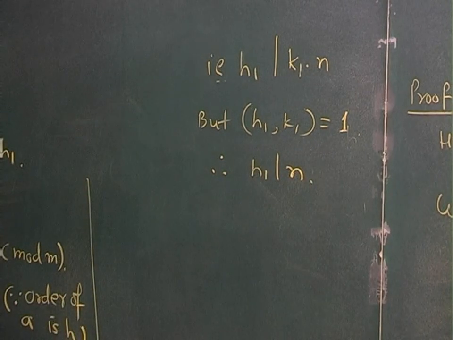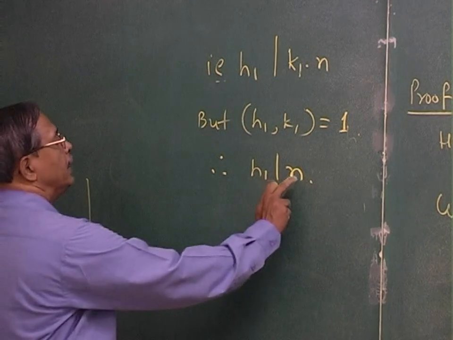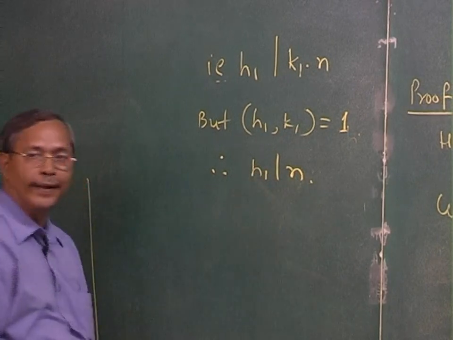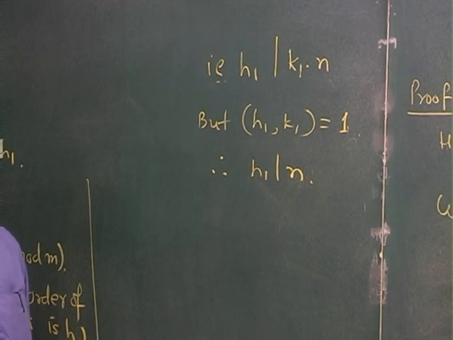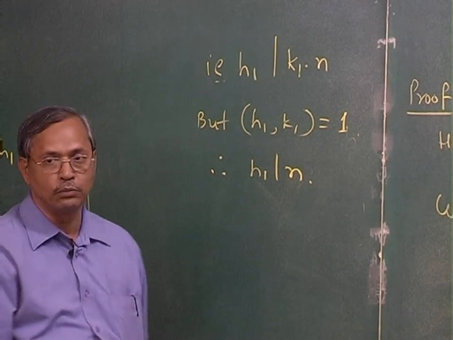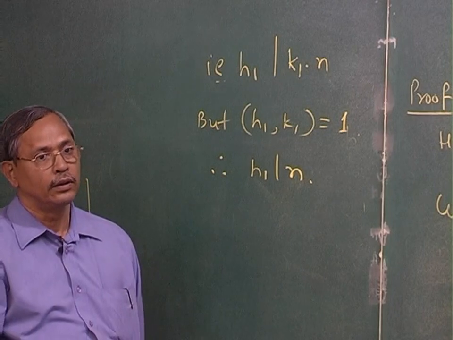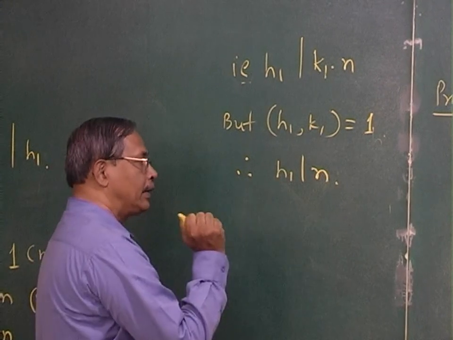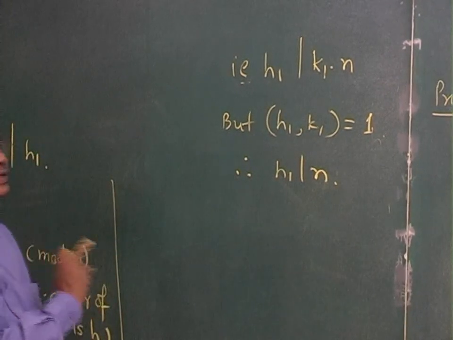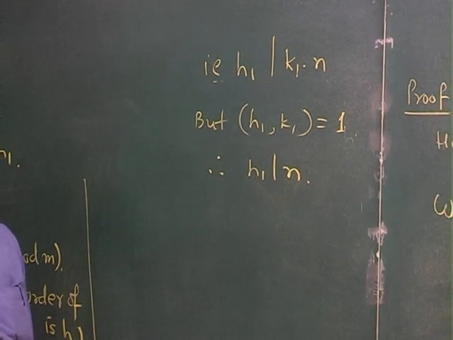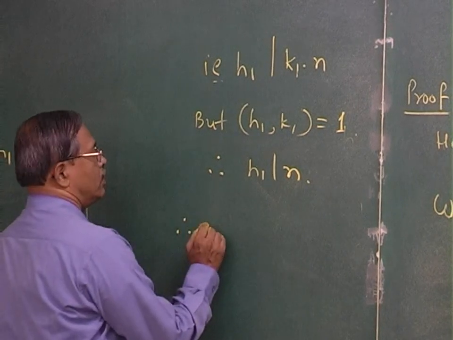So whenever any power of a raised to k is congruent to 1 mod m, that power is divisible by h1. And that shows already a raised to k raised to h1 is 1 mod m. Any power like this, a raised to k raised to n, that you assume to be equal to 1, is divisible by h1. That means, what is the smallest number with this property? It must be h1.